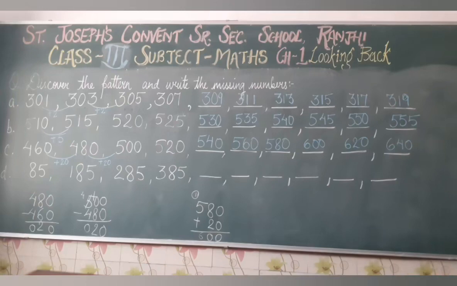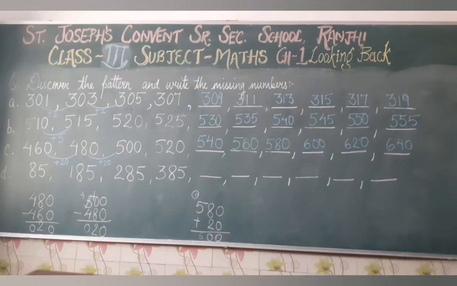Now we will move to the last problem. First, it is 85. What is the number? It is 85. Then after that, it is 185. Yes, can you see? 85 ke baad 185 hai. After it, it is 285. Next to 285, it is 385. And after that, blanks are there which we have to fill.